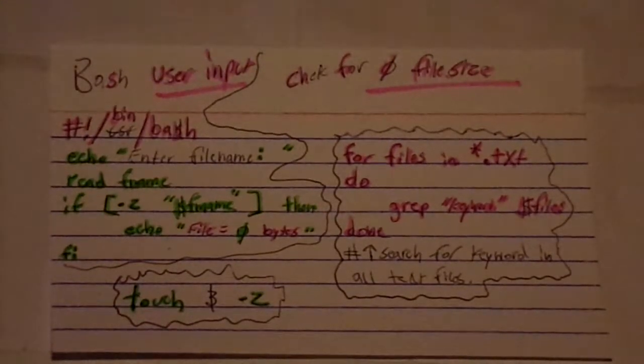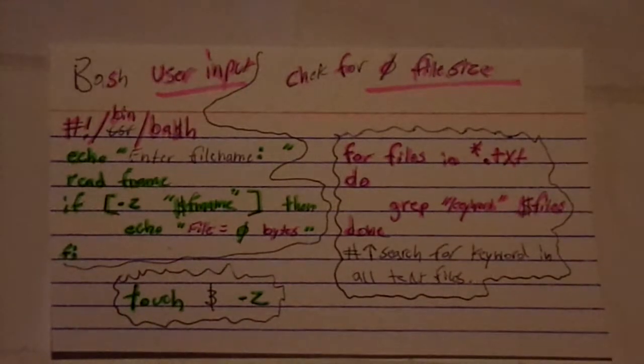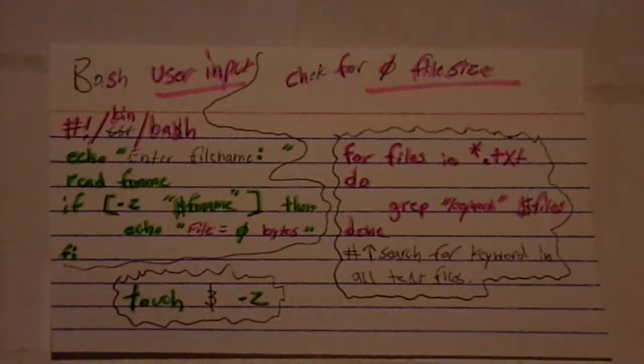And if you notice below that, I got a touch and the -z, which work together. The touch makes the file, and -z is the identifier that tells you if that file is 0 bytes or not. And it's important to remember that if you echo data into a file, it will not be 0 bytes.